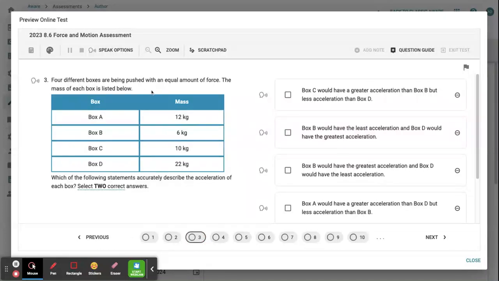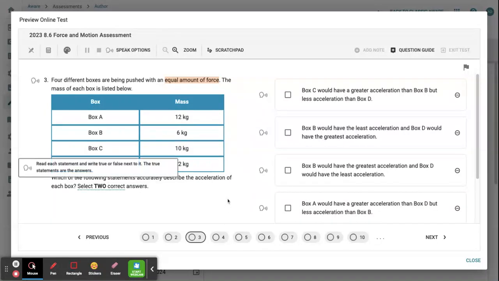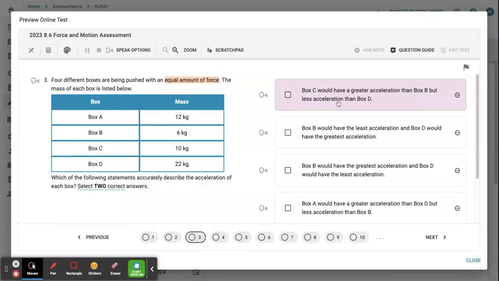Four different boxes are being pushed with equal amount of force. So that's important to know, that you have the same amount of force. Remember, you have a highlighter tool, so use it. The mass of each box is listed below. Which of the following statements accurately describe the acceleration of each box? Two correct answers. Okay. It says box C would have a greater acceleration than box B. So no, because box B would have a greater acceleration because it's less.